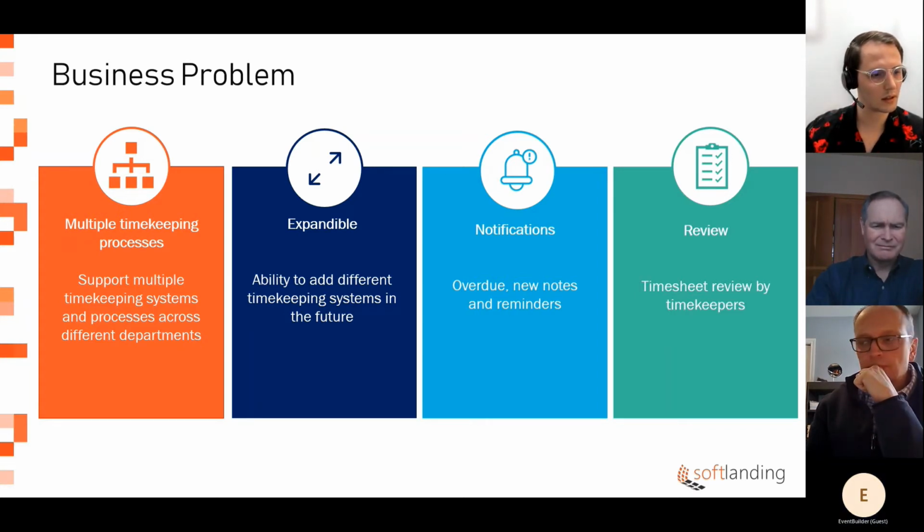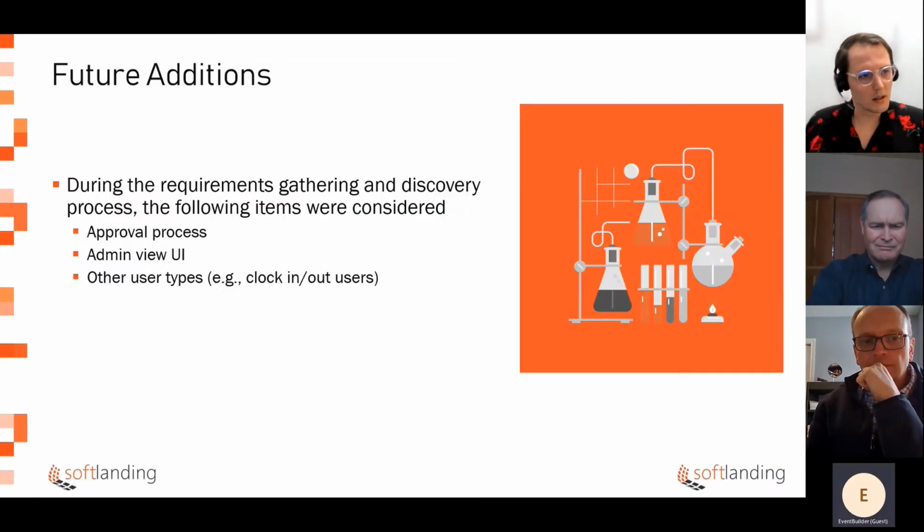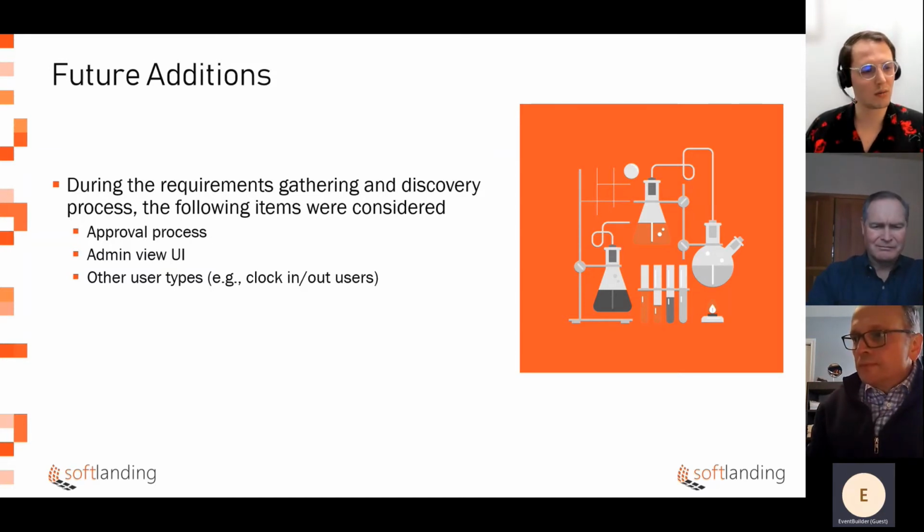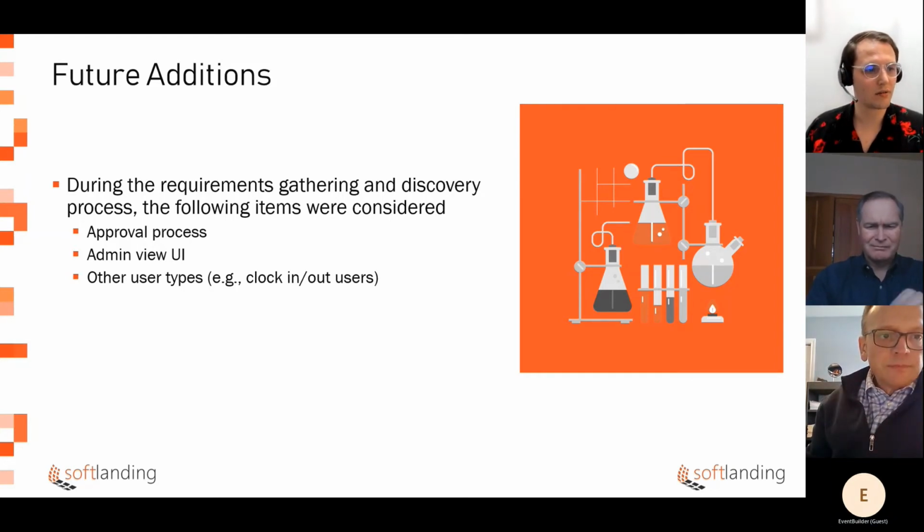Go to the next slide here. So, future editions. As I said, we needed to build it so that it could grow and improve in the future with V2 or V3 type changes. So for them, the ability to have a type of approval process.